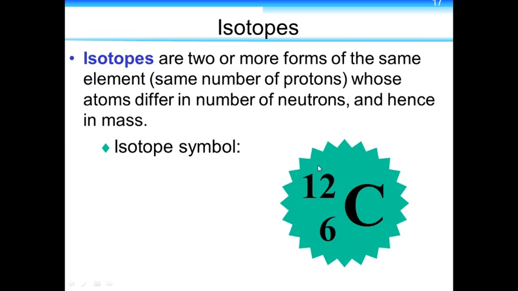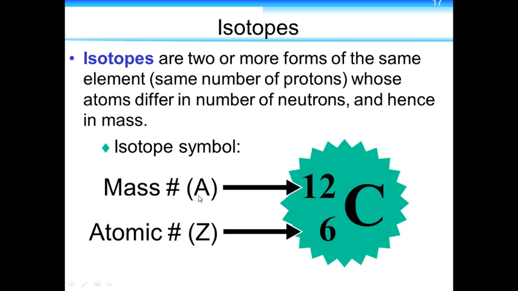Now what can vary is the mass number. This is the total number of protons plus neutrons. That's usually abbreviated with the letter A, atomic mass, and then the atomic number is Z. I like to remember it: the atomic mass, A, and Z, atomic number. The atomic number is important in determining the identity of the element.